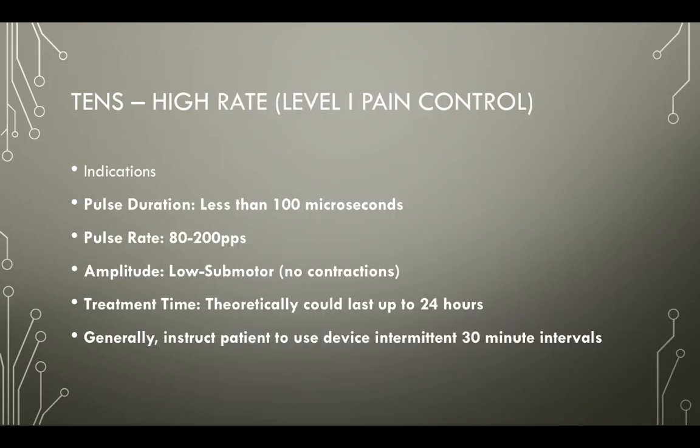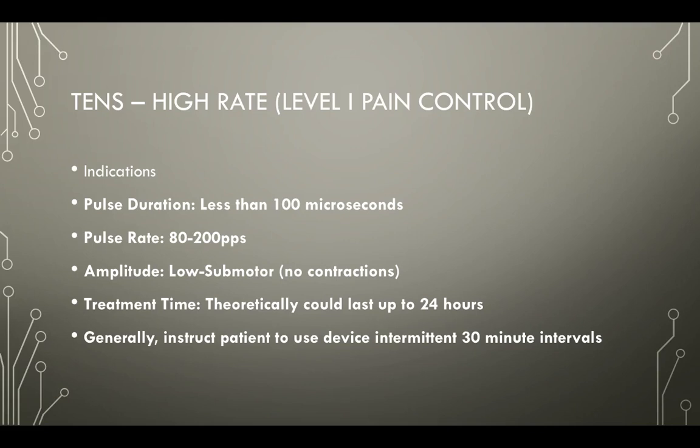So now let's actually talk about the different levels. Within TENS, we have really 3 to 4 different types of pain control that we can target. The first one is our high rate. This is by far the most common one we use. This is going to be used for any painful condition. This is our level 1 gate control theory. So we're trying to just stimulate those A beta fibers, like rubbing your elbow to block the pain.